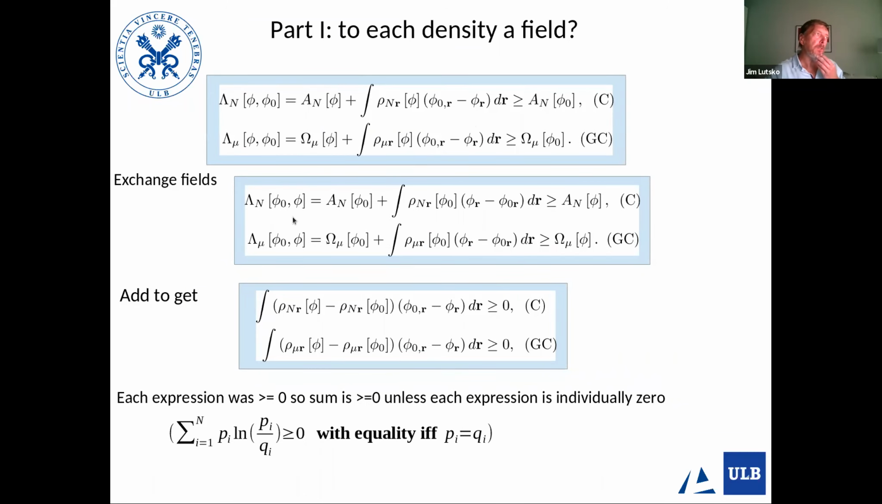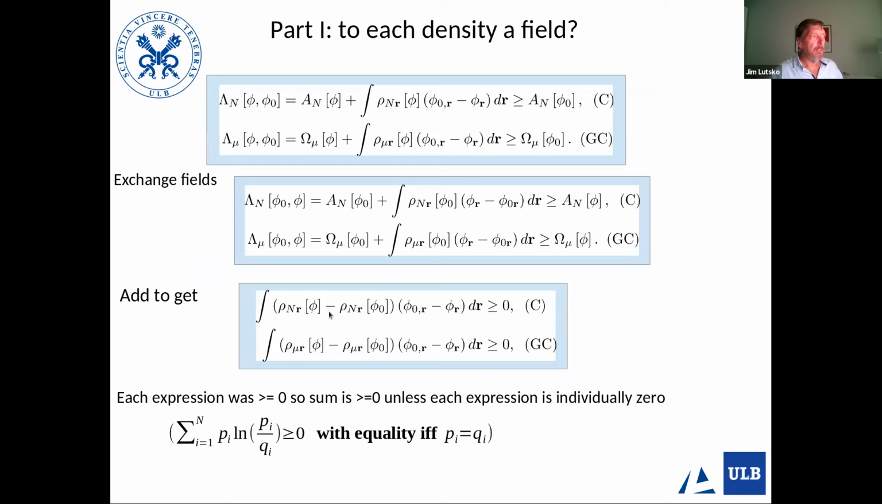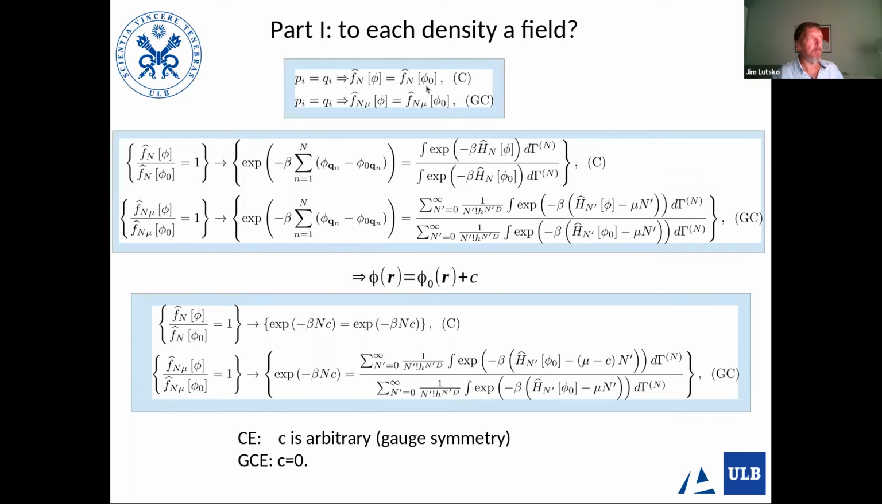And then we go through and do the same thing again, but we exchange the two fields. So we get exactly the same expression with phi and phi naught interchanged. We add these together, and you see we get A of phi plus A of phi naught. Here we have A of phi naught plus A of phi, so these things cancel. And we just get that this remaining thing is greater than or equal to 0. Now, each of these expressions was the sum of two things which are greater than or equal to 0. So this whole thing can only be 0 if both of them are individually equal to 0. And by the Gibbs inequality, that means that the distributions have to be the same.